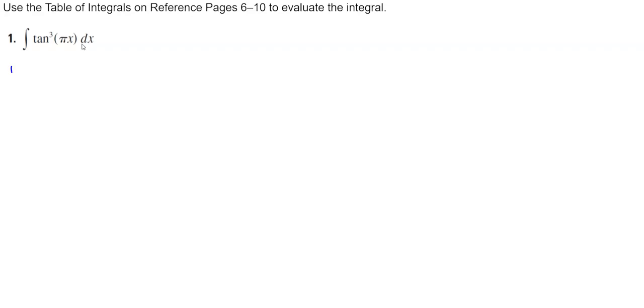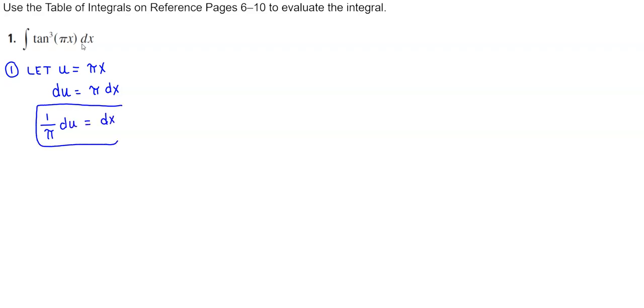So in this problem, what we're going to first do is let u represent pi times x. And then du is going to equal pi dx. Therefore, we're going to divide both sides by pi, so 1 over pi du is going to equal dx. So we have that substitution, and now let's take a look at step number 2.